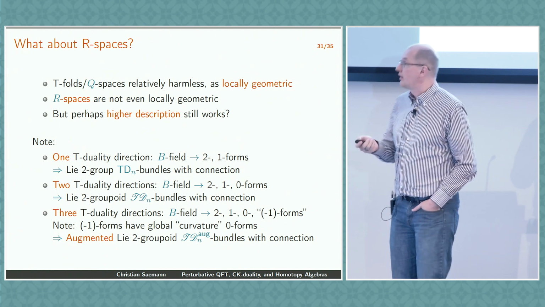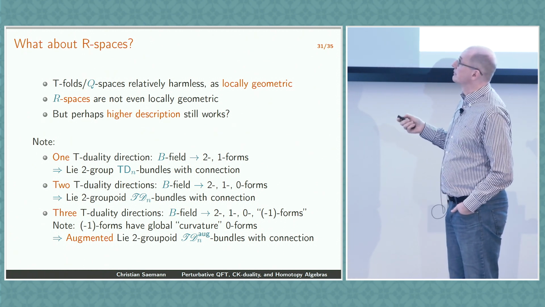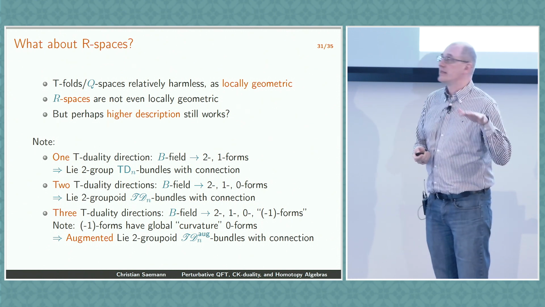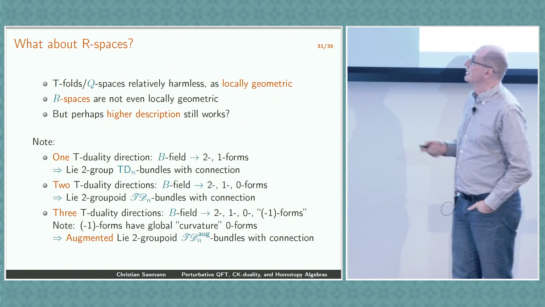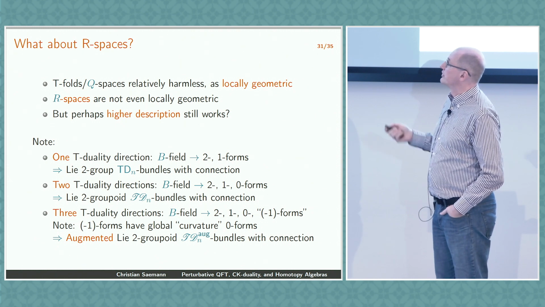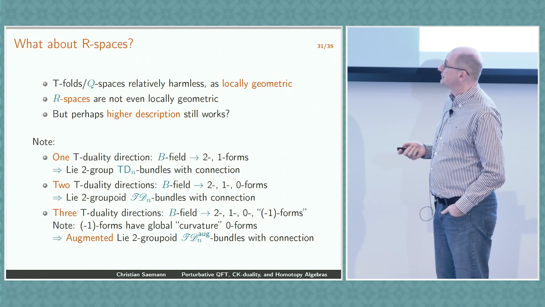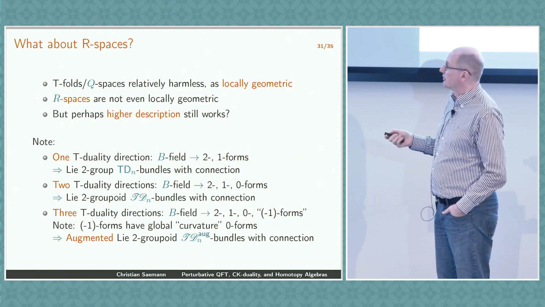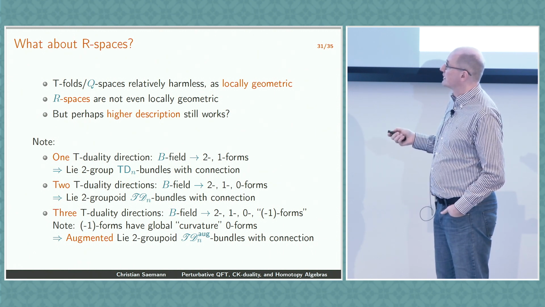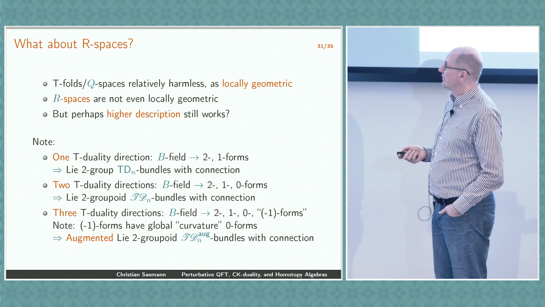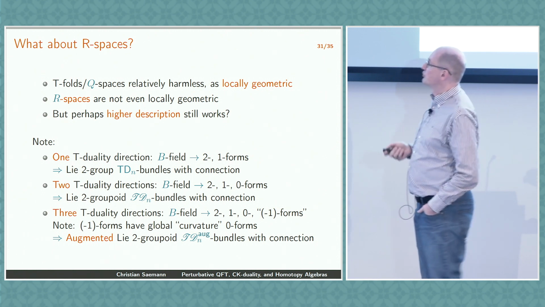And so far we were in a reasonably good domain, because T-folds and Q-spaces are still locally geometric, so they're relatively harmless. But R-spaces are not even locally geometric. So how does it work? Well, remember our motivation for going to Lie-2 groupoid bundles. Now we have these additional -1 forms after 3 T-dualities, which have global curvature 2-forms.